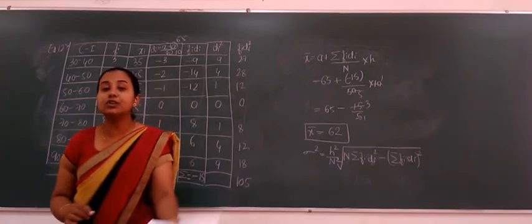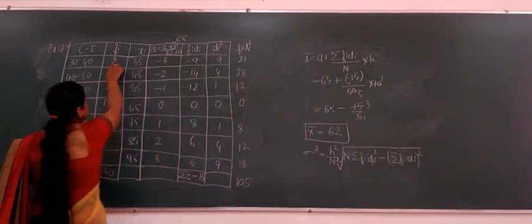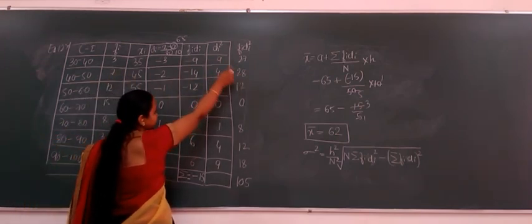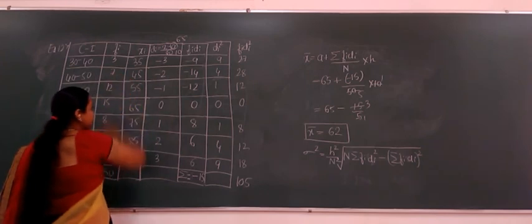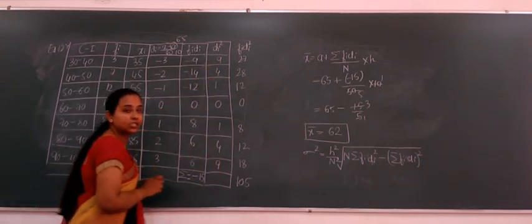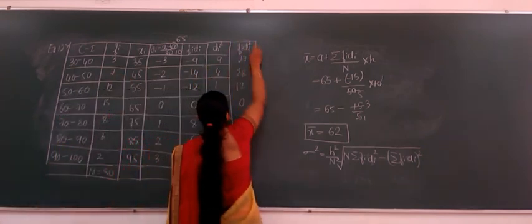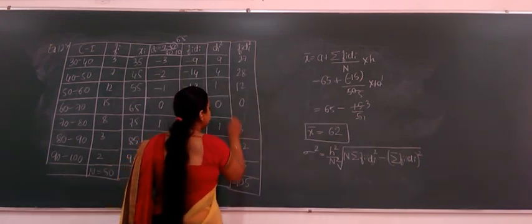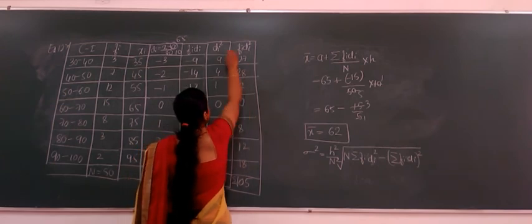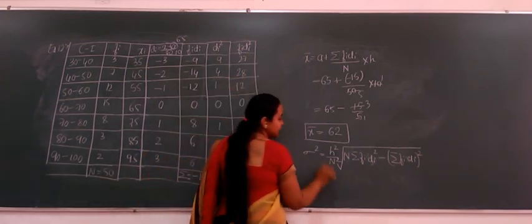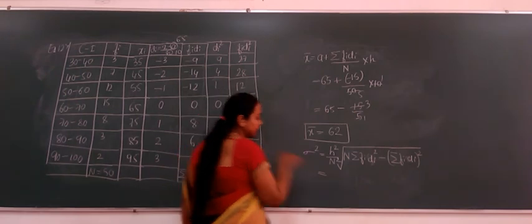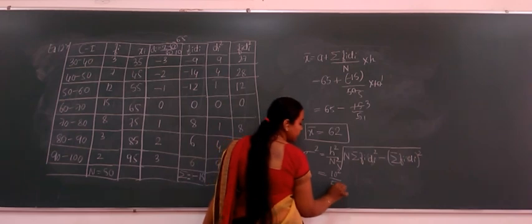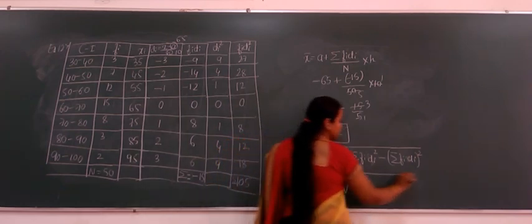How did we obtain this column, students? By 3 into 9, 27. 7 into 4, 28. Like this, we have multiplied each fi with each di square, so as to get the sum. Okay, that is the sum we wanted to calculate our variance. So just let us substitute and find. So it is h. H denotes what? Class width. So it is 10 square divided by, what is n? 50 square.